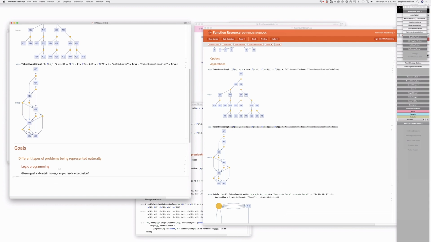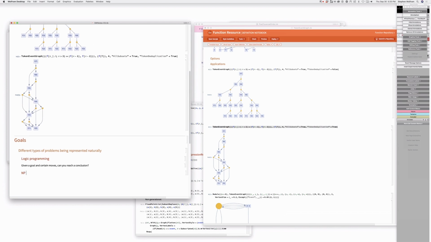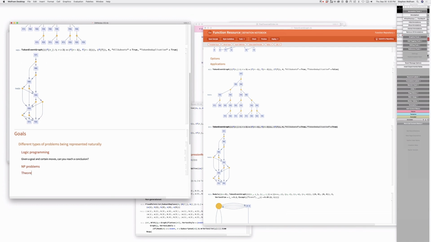So let's list the things which are like that. NP problems, things that are generally of that character. Theorem proving, same story. We've got chemical synthesis, we've got a bunch of these things where you give it a set of moves and its goal is to find a winning path. Does that make sense to people?